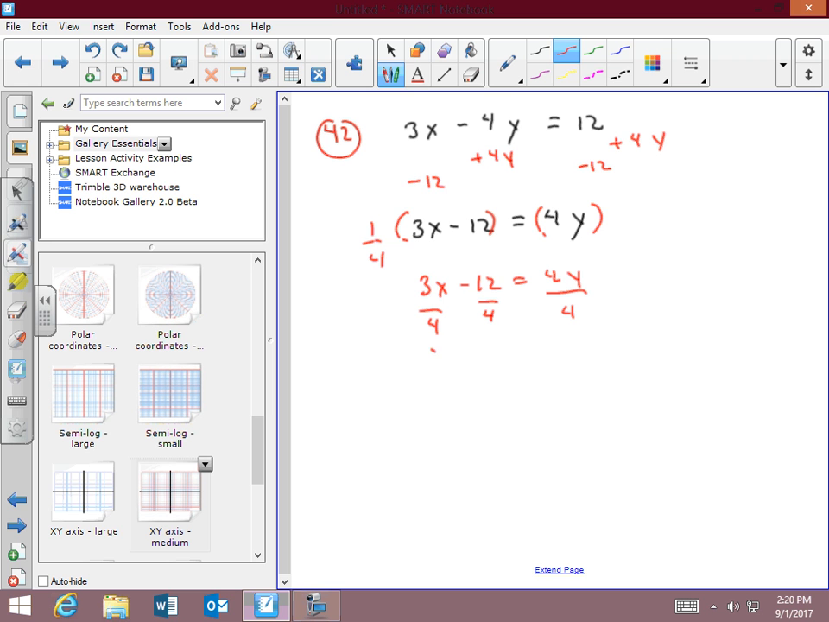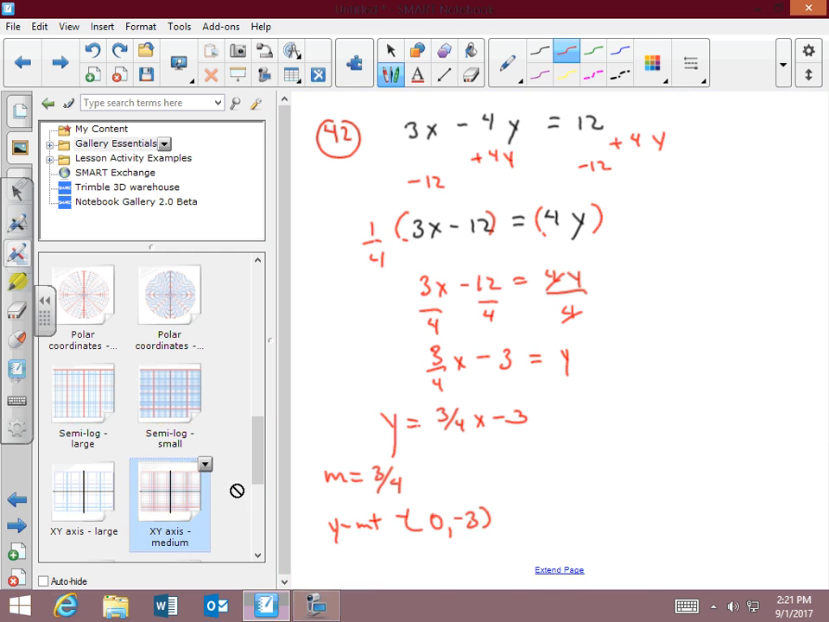So now you have 3/4 x minus, and 4 into 12 is 3, equals, and these cancel, y. So here's your equation: y equals 3/4 x minus 3. Do you follow me that far? Okay. So now the slope is 3/4, and the y-intercept is going to be 0, minus 3. And we're ready to graph it.